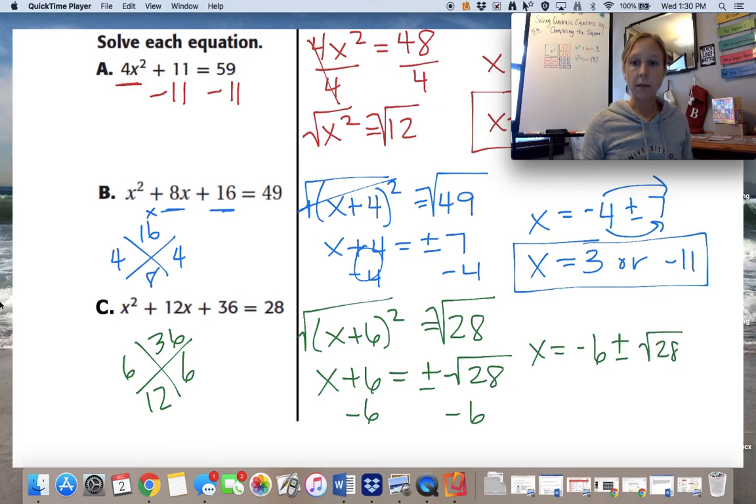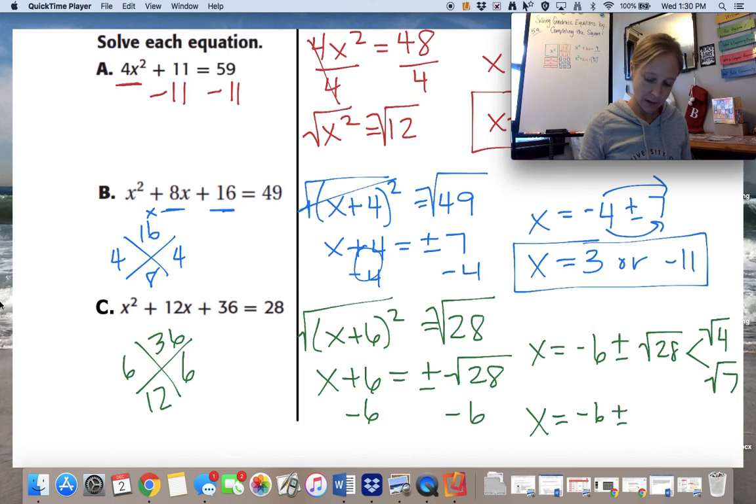Now I'm going to try to simplify my radical. Are there any perfect squares that go into 28? Yeah, 4 times 7 is 28. Right? All of a sudden I'm having second thoughts. No, 4 times 7. Yeah, that's 28. So to write this out, I will have negative 6 plus or minus 2, because the square root of 4 is 2, square root 7.